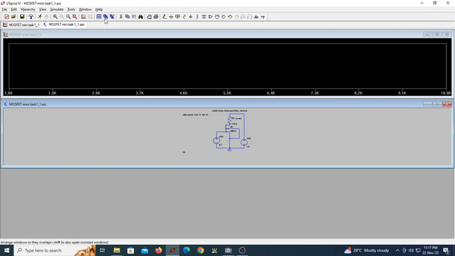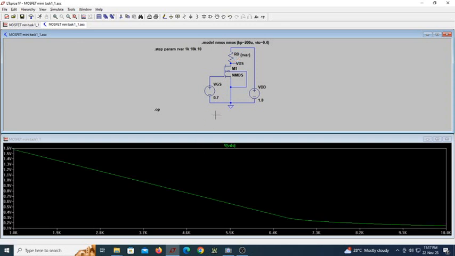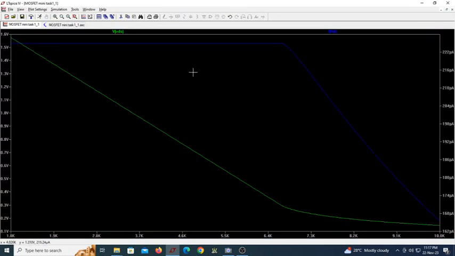Now let me see what this voltage is. So this is the voltage you're looking at. We know that as long as the MOSFET is in saturation, the current remains constant. Let me also plot the trace current. This is fine. Now you can see this is the current.